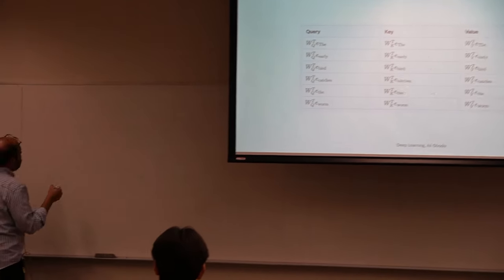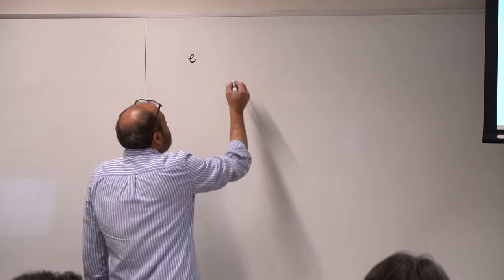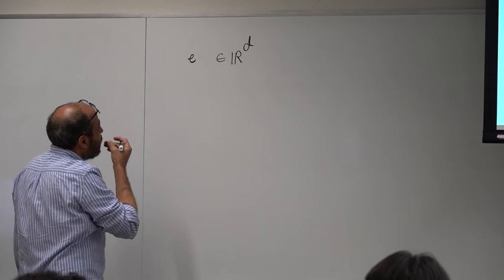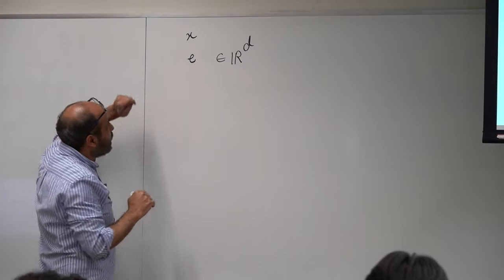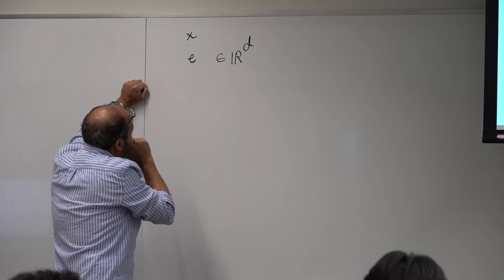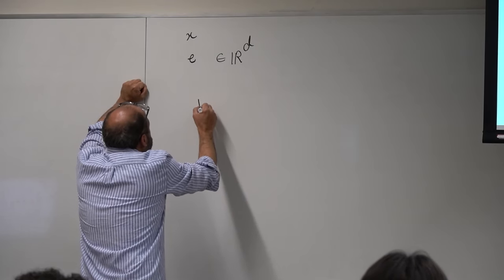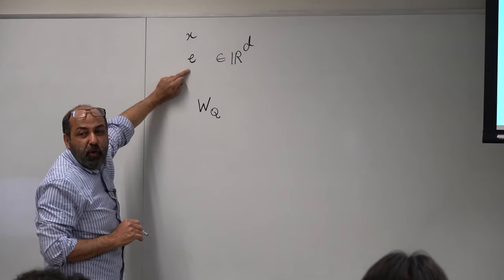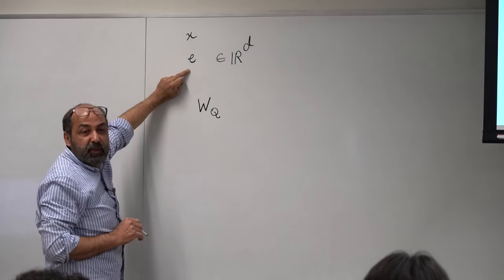I have my sentence. I represent each word as a vector, and this vector for each word, say, is d-dimensional. Then this is the representation of my word, X, D, Baird, whatever. What I'm going to do is to define three matrices, W_Q, to turn this E to a query vector. And suppose that the query vectors are in p-dimensional space.